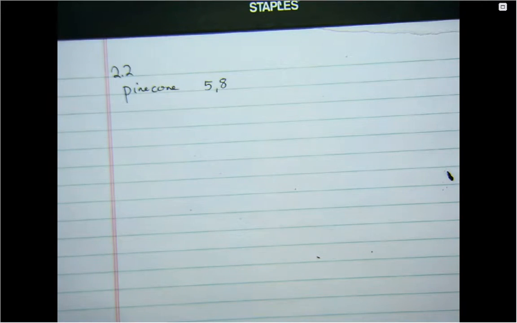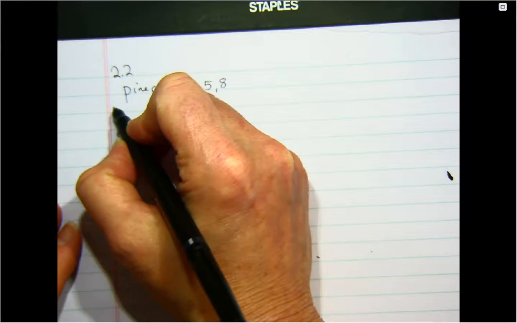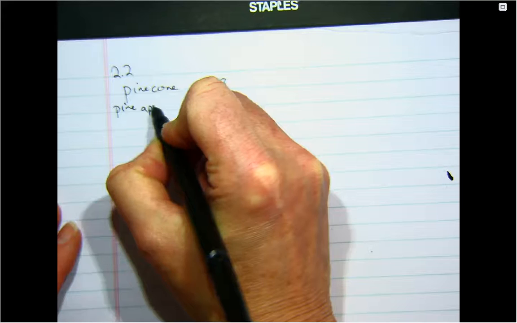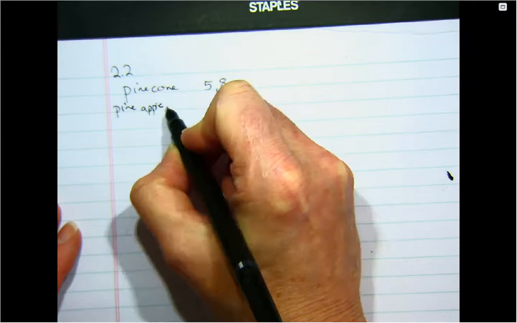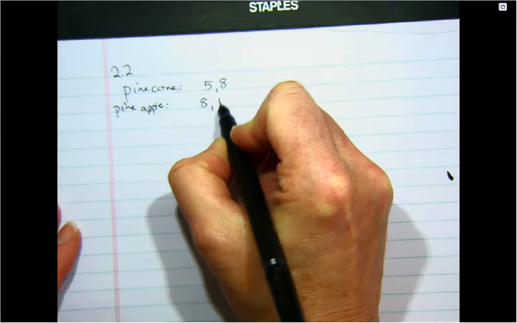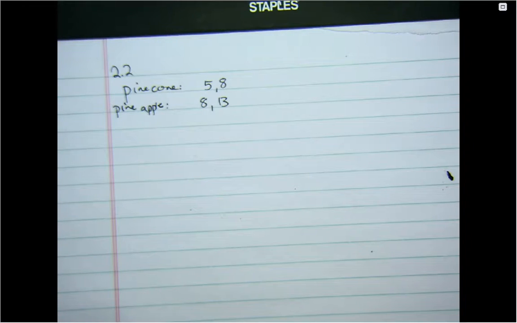The pineapple, I did count this, and it does have 9 and 13. I'm sorry, 8 and 13. So I actually stood in the grocery store counting the stripes until I made sure I had a good one. Might look kind of weird.